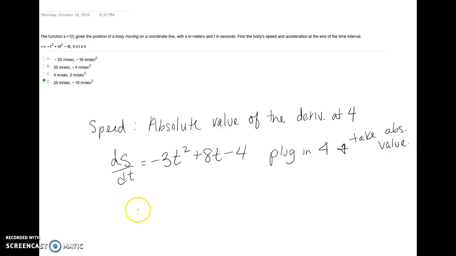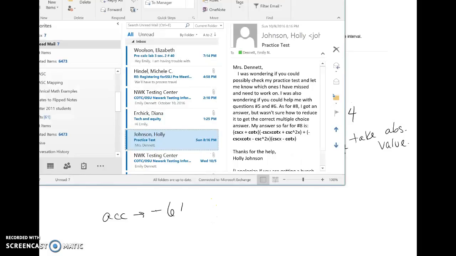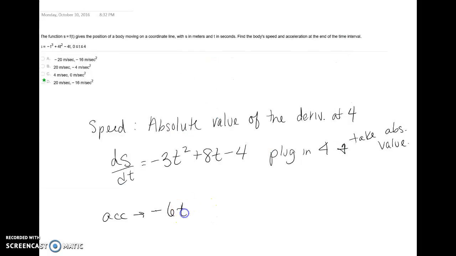Okay, and for the acceleration, you're going to take the derivative of the derivative, so the second derivative, so negative 6t plus 8, and you'll plug in 4 there. For that one, you will not take the absolute value.